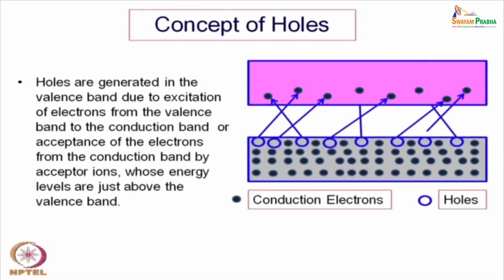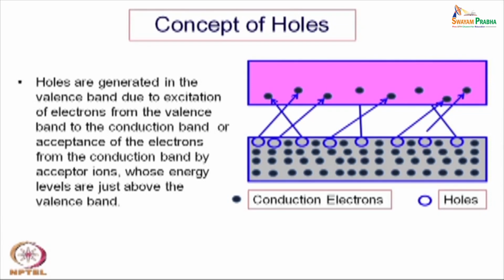The holes are generated as has been explained, and once again to read it out, holes are generated in the valency band due to excitation of electrons from the valency band to the conduction band, or there is another process by which the hole can also be generated. Here we have shown that the electrons are getting excited from the valency band to the conduction band. The holes can also be created, that means a vacancy can also be created in the valency band, if this electron does not move that far, but there is a local site available.